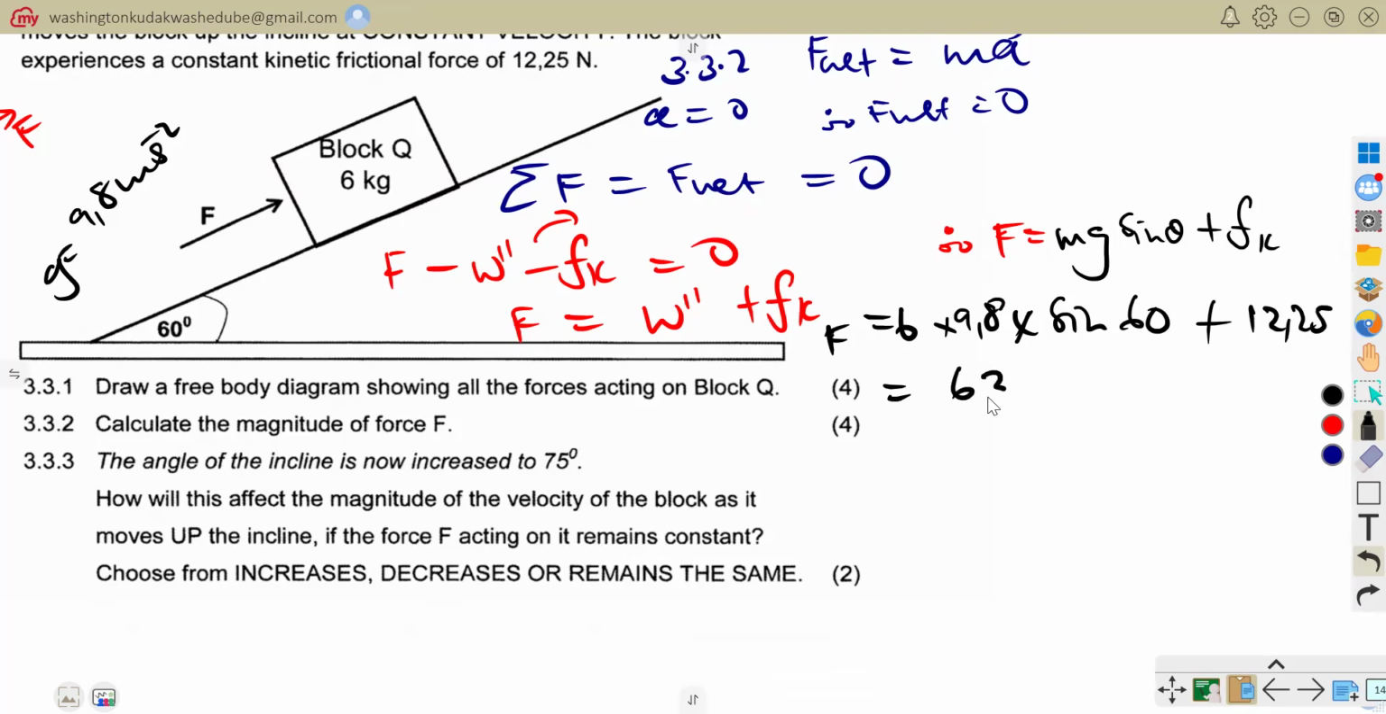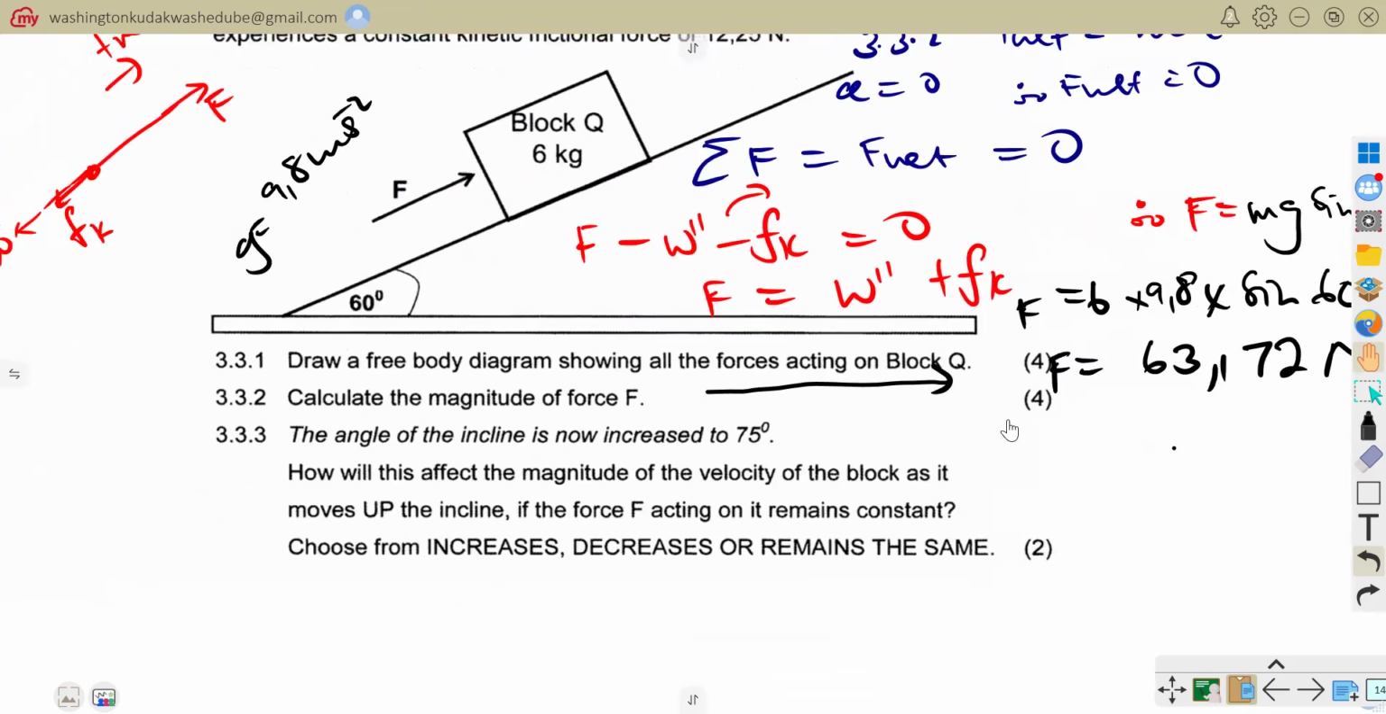That will give me 63. That is, F is equal to 63.17 newtons. It will be 17.2 what? Newtons. So that is the magnitude of the force applied, according to our calculations using those two laws.